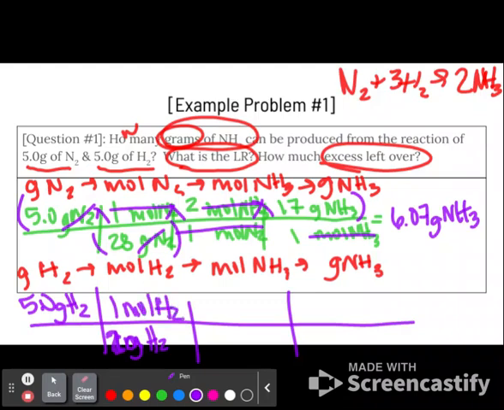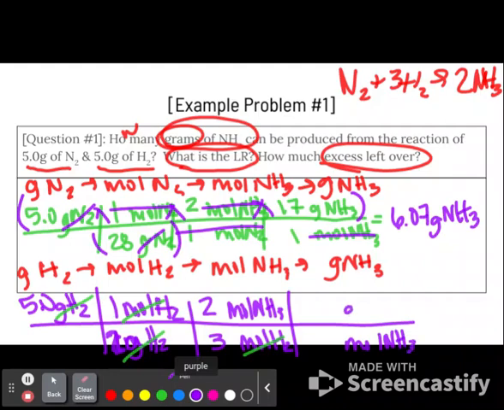This is why I always write the units first. You see I messed up there. Mole of H2 to mole of NH3, mole over mole. It's 2 moles of NH3 to 3 moles of H2. Let's start canceling some stuff out. And then we go from our mole of NH3 to grams of NH3. For every 1 mole of NH3, there is 17 grams.